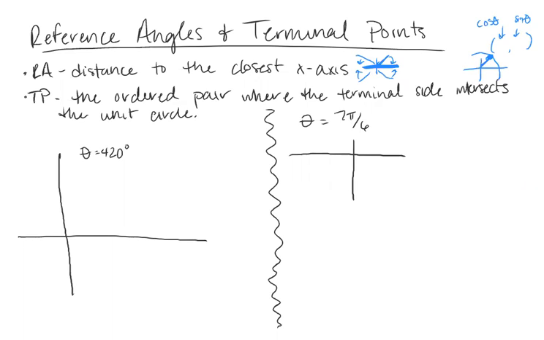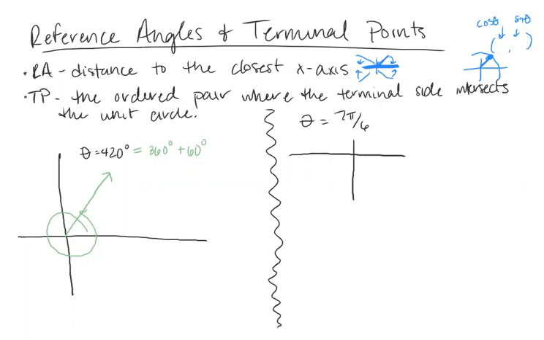Okay, so let's look at these two angles. Let's start with theta equals 420 degrees. What we're going to do is find the reference angle and then use that to talk about the terminal point. So 420 degrees, that would be a full rotation, 360 plus some more. So if you subtract 360 from 420, you get 60. So 420 is actually equal to 360 plus 60. That puts us right up here, and this is our angle theta.